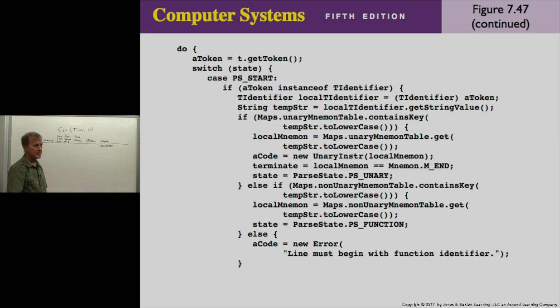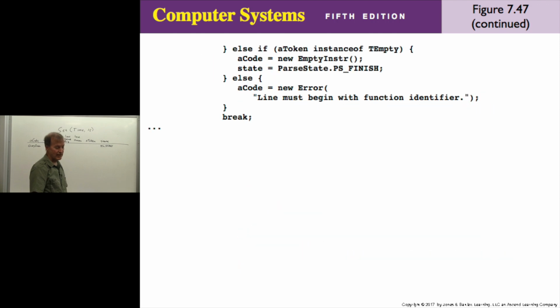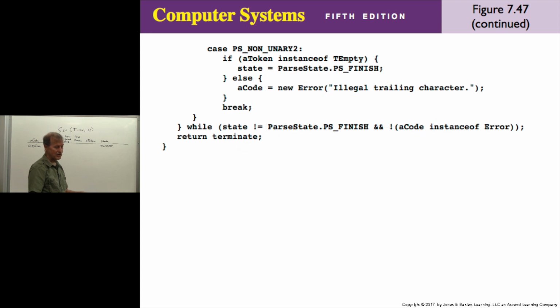Now let's take a look at the next part of the slide. There's this one big do. And then let's go all the way down. So here do, and then we have A token gets T dot get token and switch state in case PS start. And then on the next part of the slide we have dot, dot, dot. So there's a lot of code that's not shown here, we don't have space to show it all. And then this other state, case PS comma. So there's some more code there. And then case PS non-unary 2.